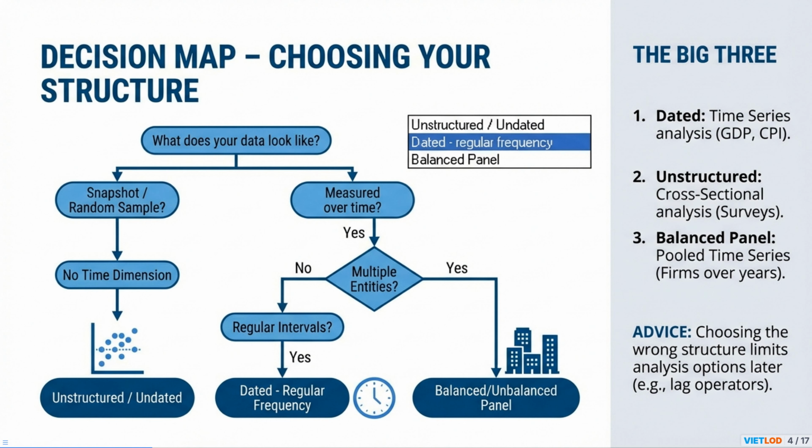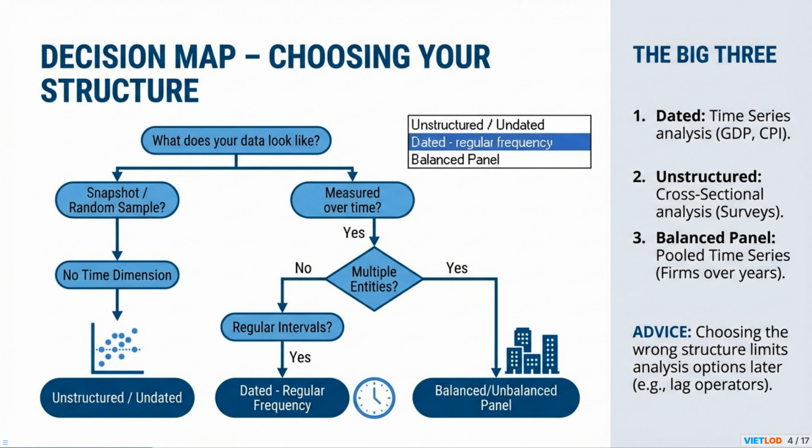This decision map guides you through choosing the correct data structure for your analysis. First, ask yourself, what does your data look like? If your data is a snapshot random sample with no time dimension, then you have unstructured, undated data. If your data was measured over time, then the next question is, multiple entities? If no, and the data is at regular intervals, then your data is dated regular frequency, suitable for time series analysis. If you answered yes to multiple entities with data measured over time, then you are dealing with a balanced-unbalanced panel data structure.